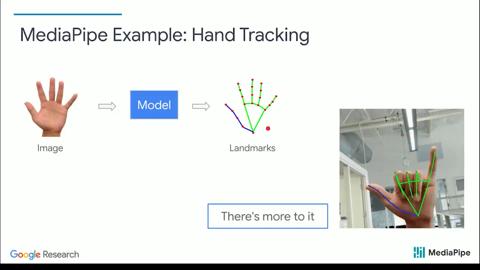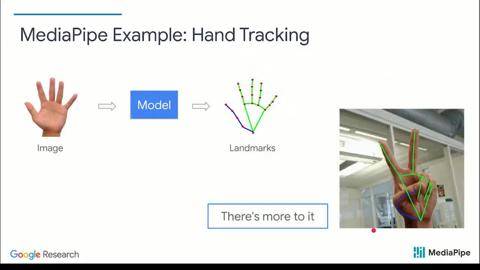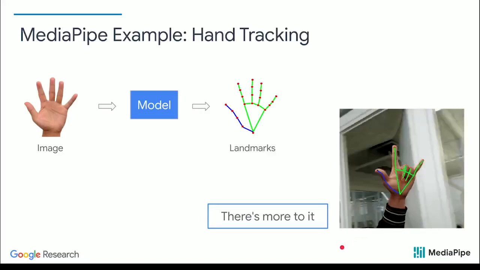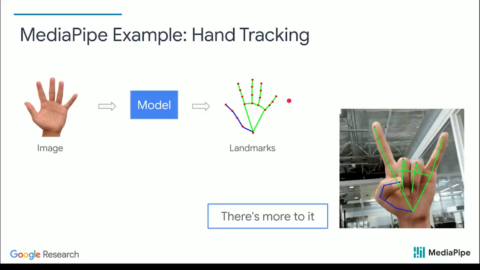Let's look at an example of what is actually happening under the hood to build a solution like the hand tracking one, which is much more than just running the inference.